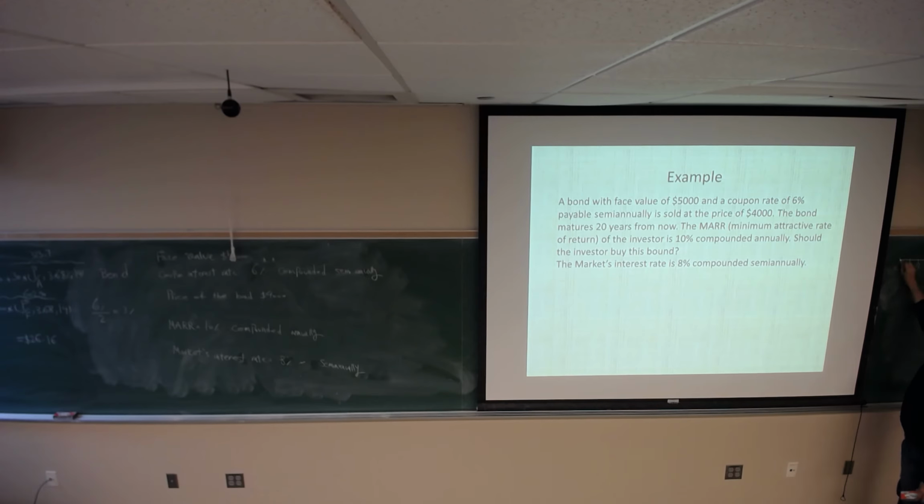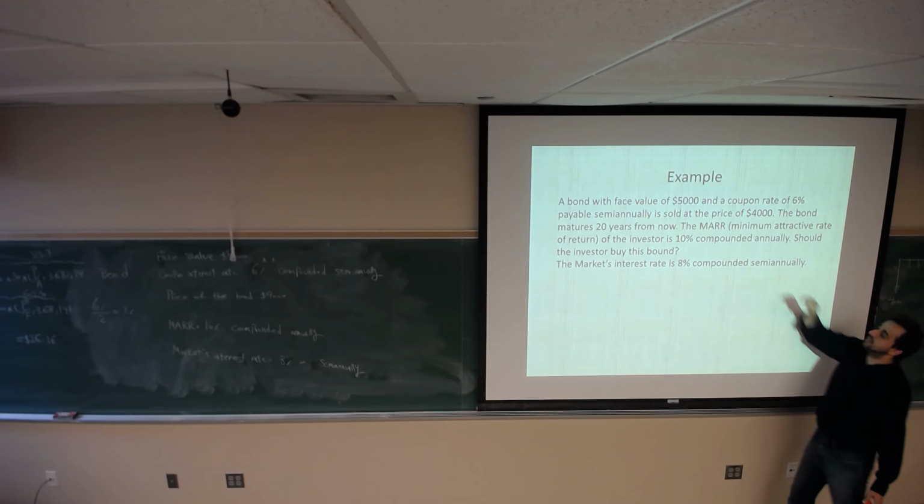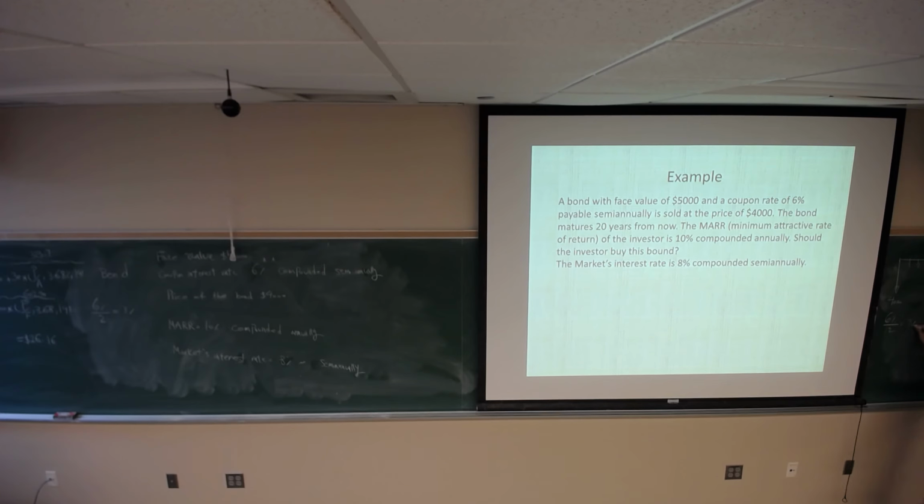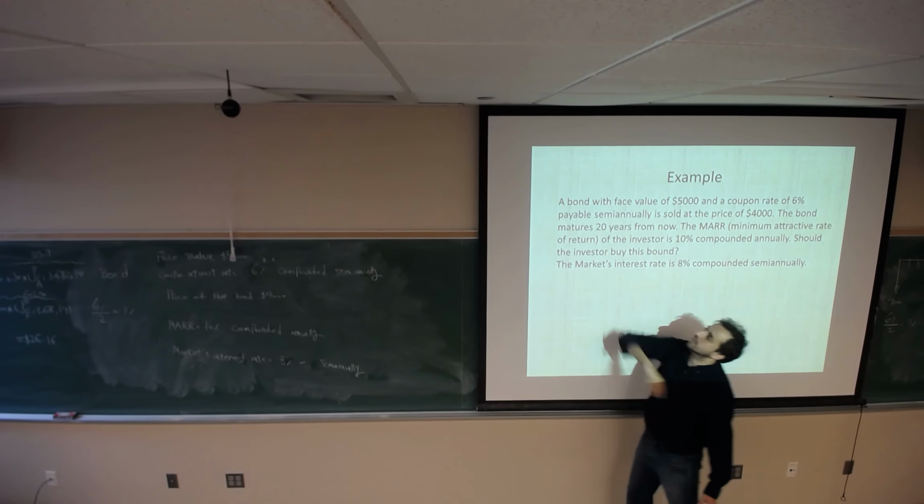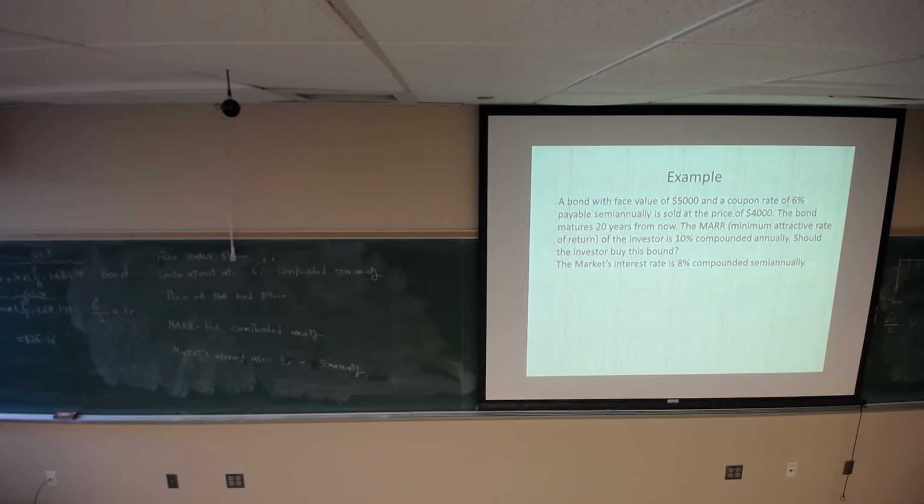The price of the bond is $4,000. You get paid $5,000 20 years from now. In the meantime, you will get paid every 6 months at this interest rate, 6%. 6% divided by 2 is going to be 3% per 6 months. You can divide by 2 because it's compounded semi-annually, or you get paid semi-annually. If it compounded yearly, you couldn't divide by 2. So the face value times the interest rate: every 6 months you get paid $150 for 40 periods of time.